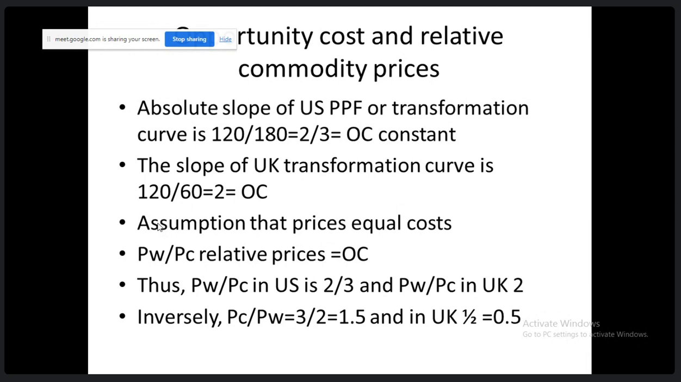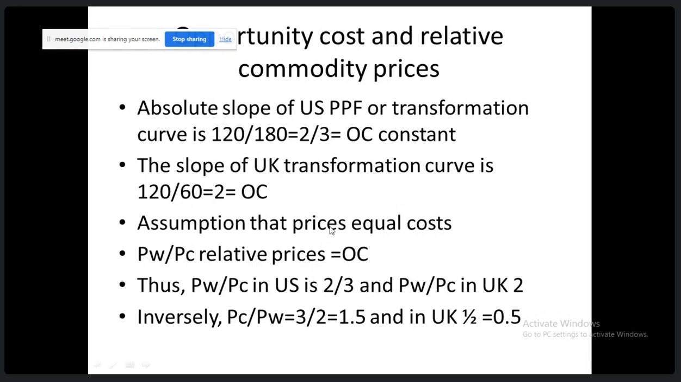So in perfect competition, price equals cost. Because we are assuming that there is no profit that the producer is taking in a perfectly competitive market, the price is always equal to cost. So if price equals cost, then the price of wheat divided by the price of cloth, what we call the relative price of wheat in terms of cloth, has to be equal to the opportunity cost.